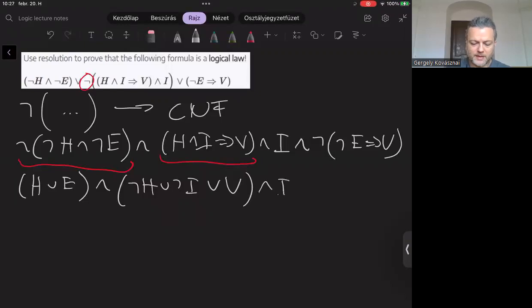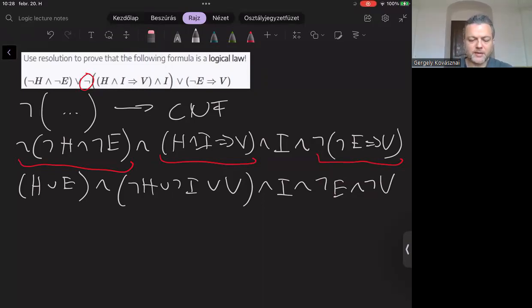Then let's continue, and I, and here at the end we can see a negated implication. The best choice is to apply the law of contraposition here, which keeps the left-hand side not E, and makes the implication turn into a conjunction, and finally it negates the right-hand side. I think we are done. This is already in CNF, right? Yeah, this is already in CNF.